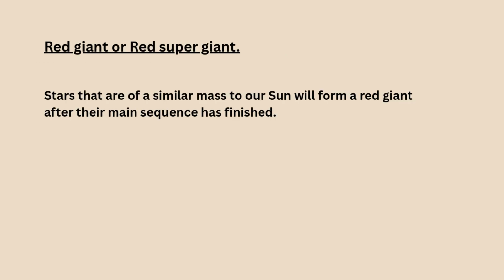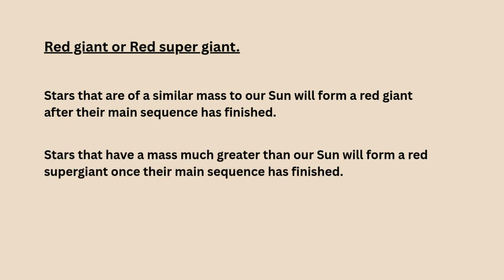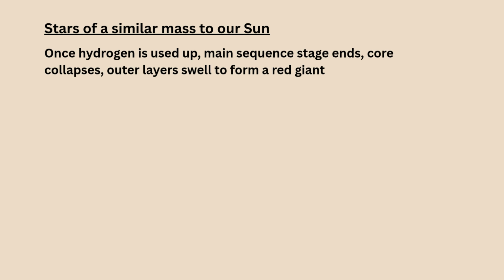Stars that are of a similar mass to our Sun will form a red giant after their main sequence is finished. Stars that have a mass much greater than our Sun will form a red supergiant once their main sequence has finished. Stars of a similar mass to our Sun, once the hydrogen is used up, the main sequence stage ends, the core collapses and the outer layers swell to form a red giant.